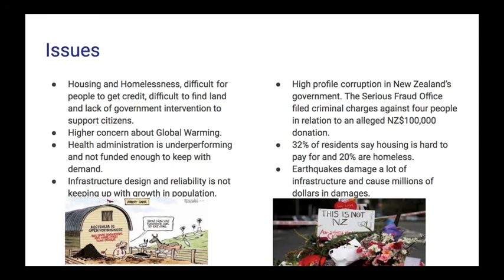high profile corruption in New Zealand's government, the Serious Fraud Office filed criminal charges against 4 people in relation to an alleged fraud donation. 32% of residents say housing is hard to pay for, and 20% are homeless. Earthquakes also damage a lot of the infrastructure and cause millions of dollars in damages.